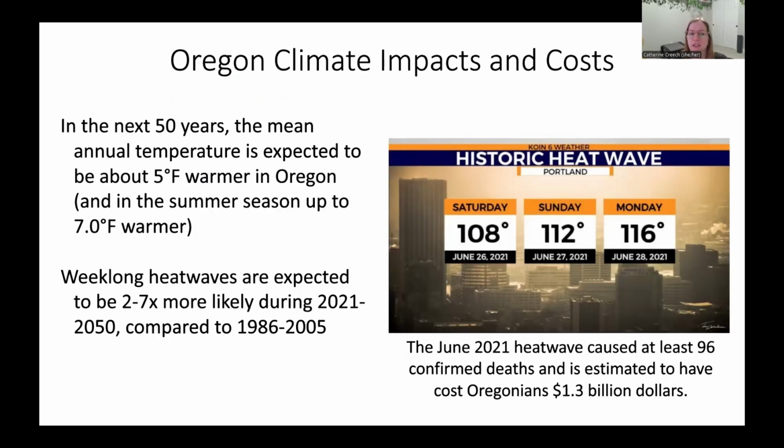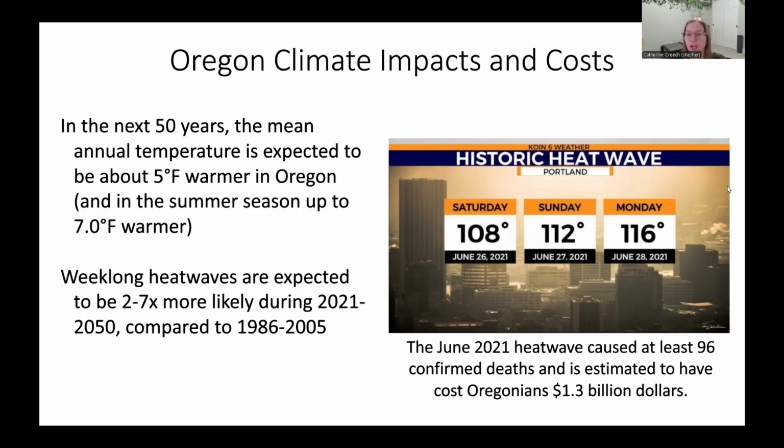In the next 50 years, the mean annual temperature is expected to be about 5 degrees warmer, and in the summer, up to 7 degrees warmer. That's a lot. Heat waves, especially week-long heat waves, are expected to be 2 to 7 times more likely between 2021 and 2050 as compared to our historic data.